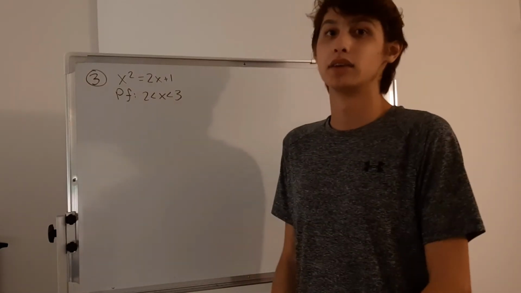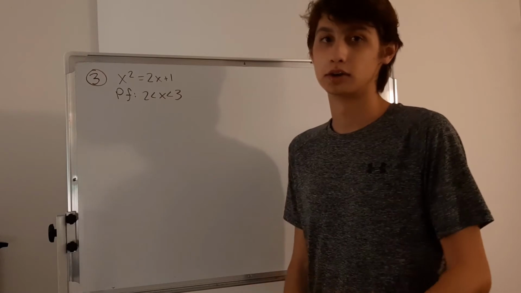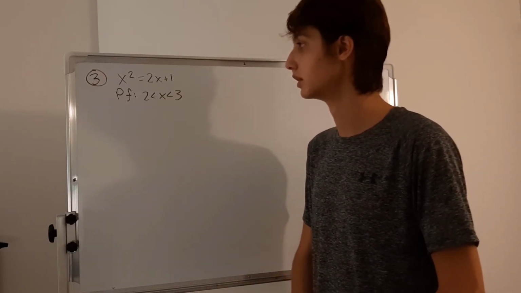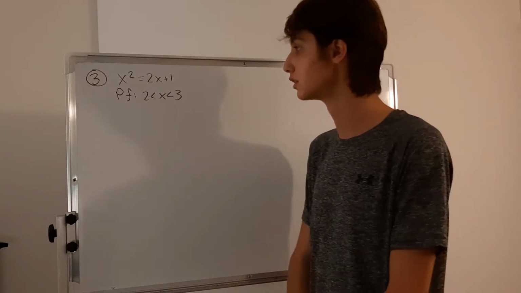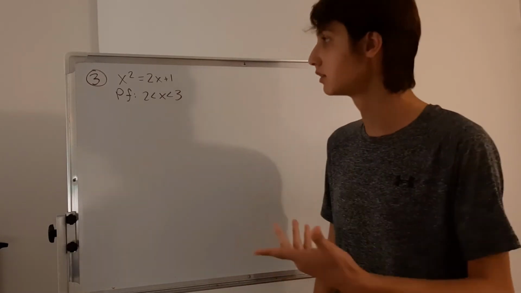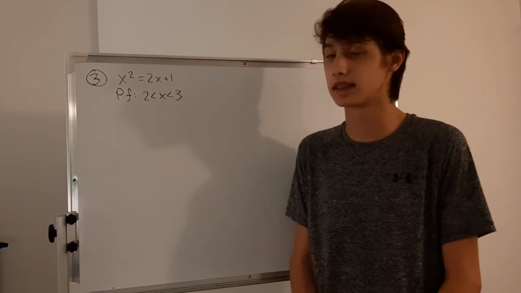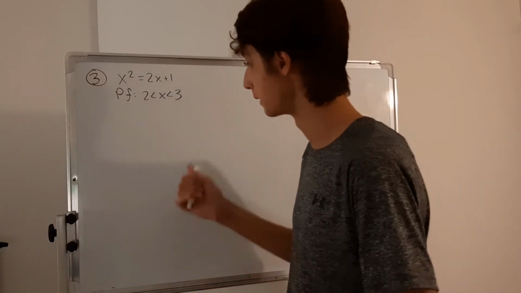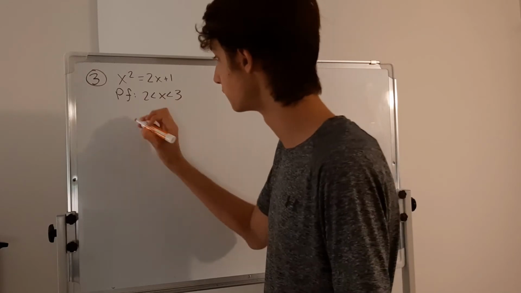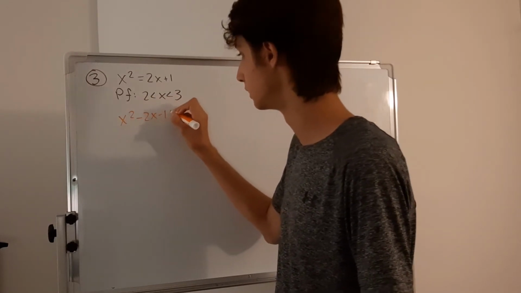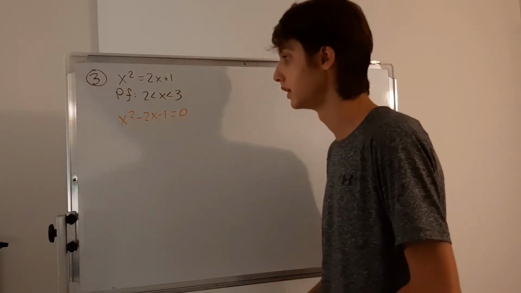Alright, so here we have a similar problem involving a quadratic equation, and we have to prove that for x squared equals 2x plus 1, the solution is between 2 and 3. This is going to require more steps, but it's not that bad. Okay, let's put everything on one side. So we got x squared minus 2x minus 1 being equal to 0, okay?